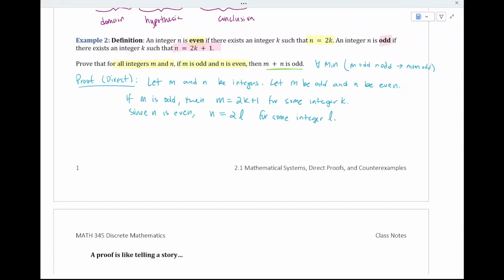Notice that, again, this is a different variable. If they were the same variable, then I would be restricting myself to m being the next integer after n. And that's not really part of what I'm doing. I'm saying this works for all m and n, as long as m is odd and n is even. So they could be different. They don't have to be consecutive integers. So this is a different variable.